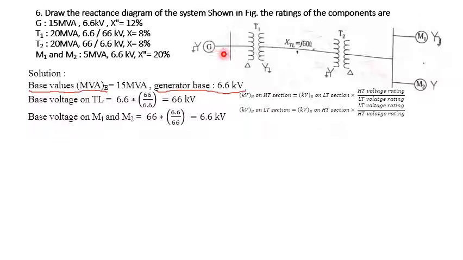So this is LT, this is ST. Okay, this is L, fine, this is H. Why is it H? Because the generator voltage is 6.6, so the transformer rating is 6.6/66. I will write this is LT.